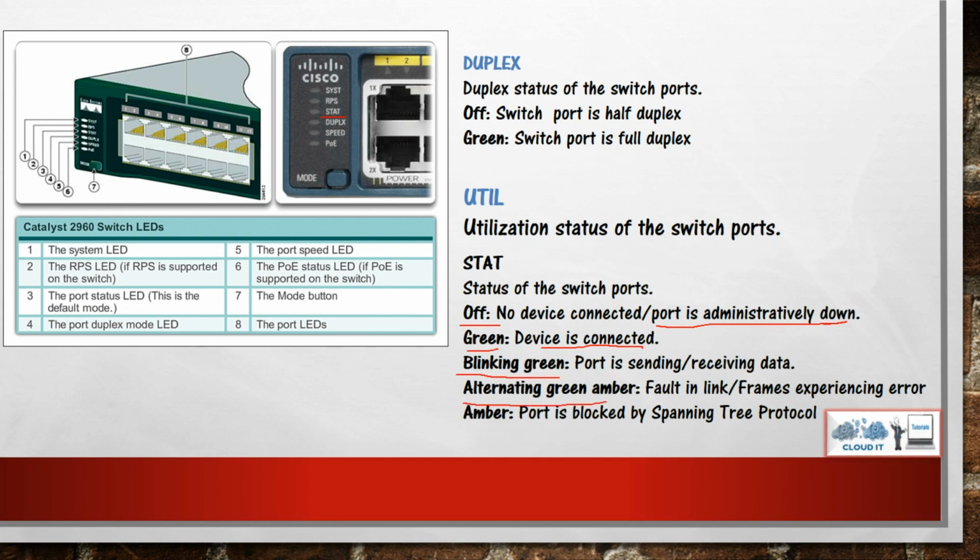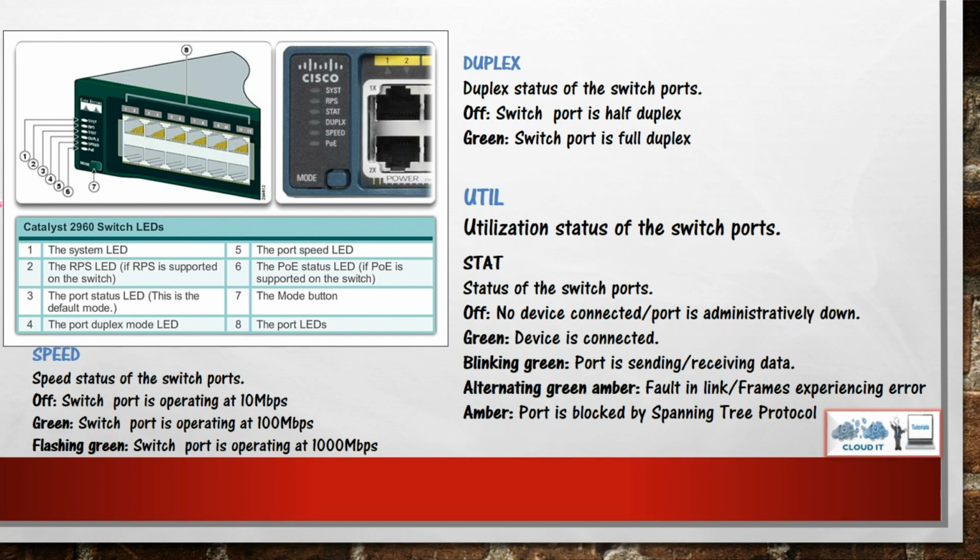And if it has an alternating green and amber light, it means a fault in the link, or the frames that are being transmitted or received by the ports are experiencing some errors. And if it is showing amber light, that means the port is blocked by Spanning Tree Protocol, which is a layer 2 redundancy protocol.